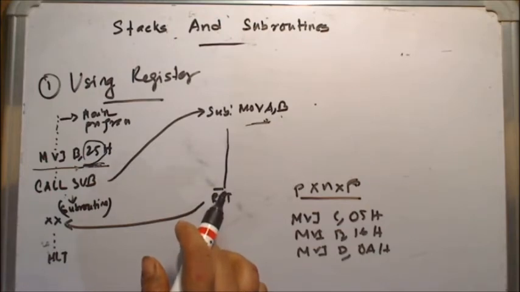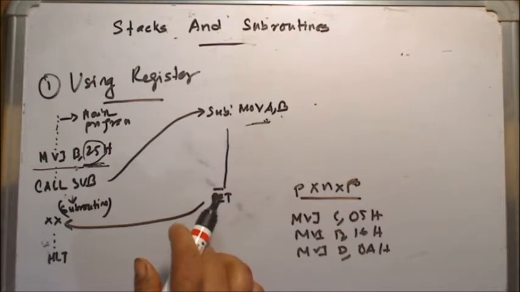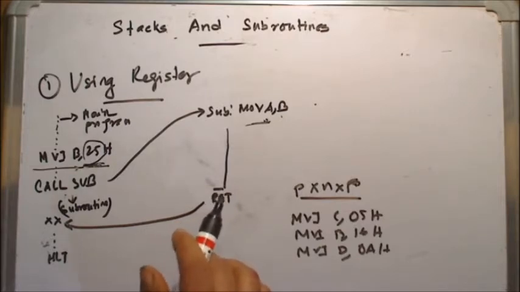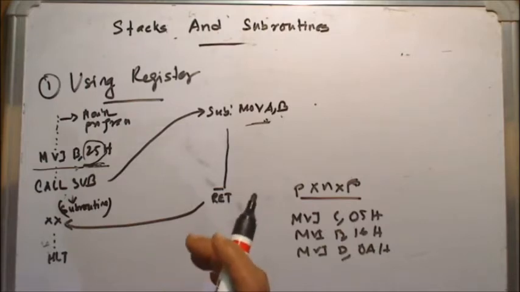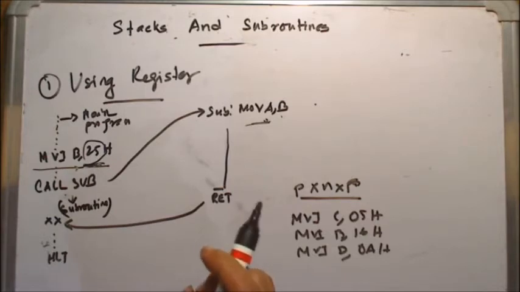So using this method, you can pass at the most one or two parameters. This is the simplest method, but what is the limitation? You can pass only one or two parameters, not more than that, because you have only 7 registers. Understood?